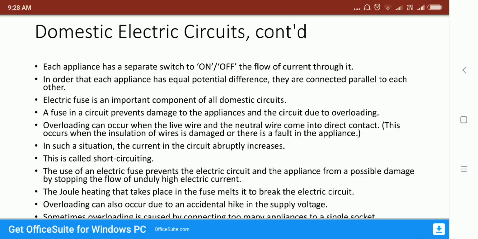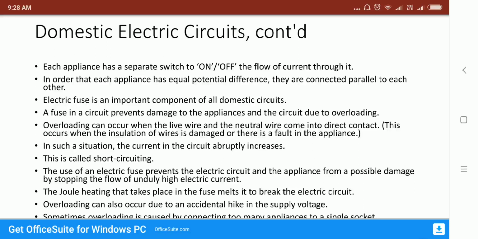If they are all connected in parallel, only then does each switching board get 220 volt, the same voltage. If they are connected in series, then the voltage will be divided. If the voltage is divided, then in each electric board we are not getting enough of a 220 volt supply, and that's why all boards are connected in parallel.